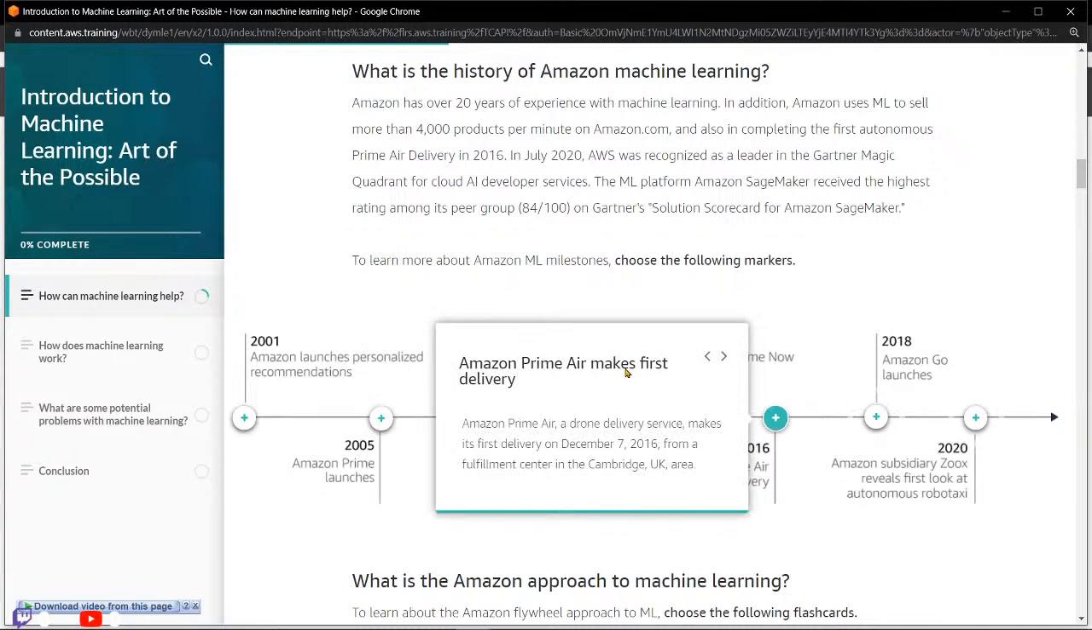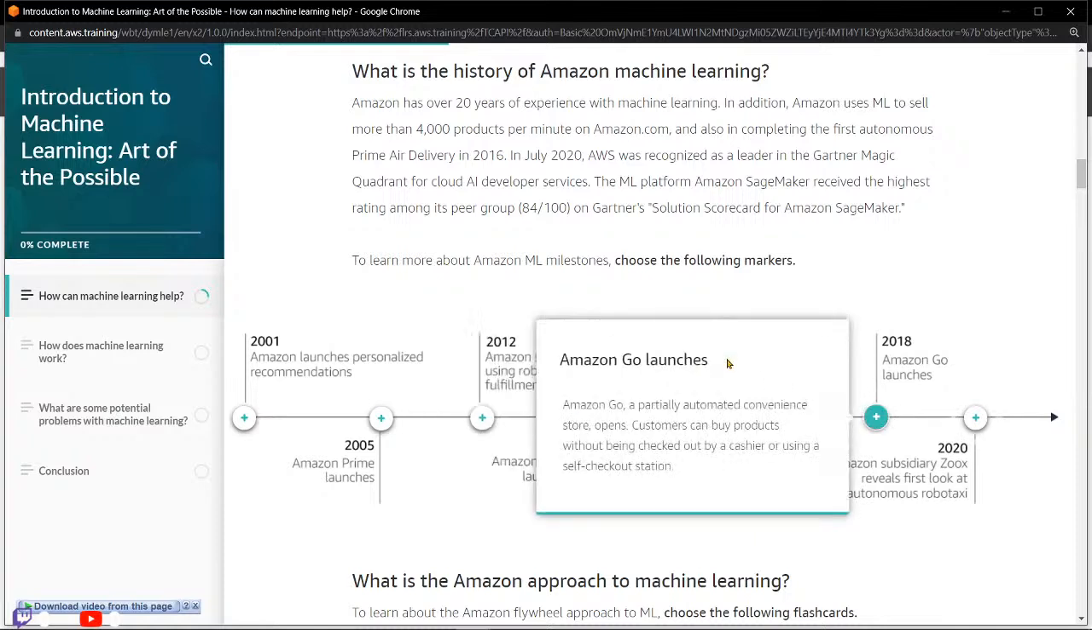Amazon Prime Air makes its first delivery. A drone delivery system makes its first delivery on December 7, 2015 from a fulfillment center in Cambridge. Amazon Go, a partially automated convenience store, opens. Customers can buy products without being checked out by a cashier or using a self-checkout station. It was most popular in those days.